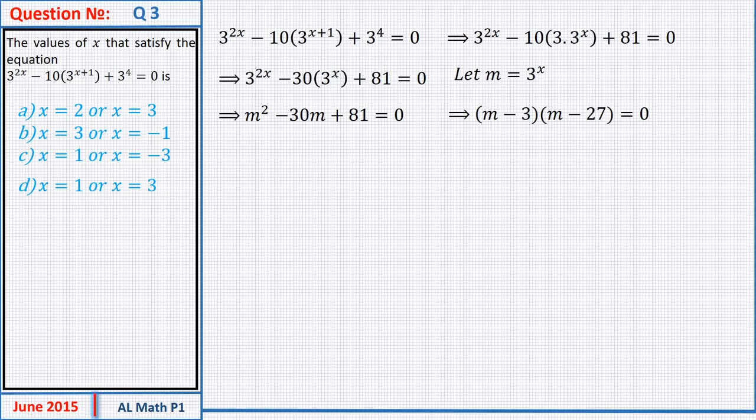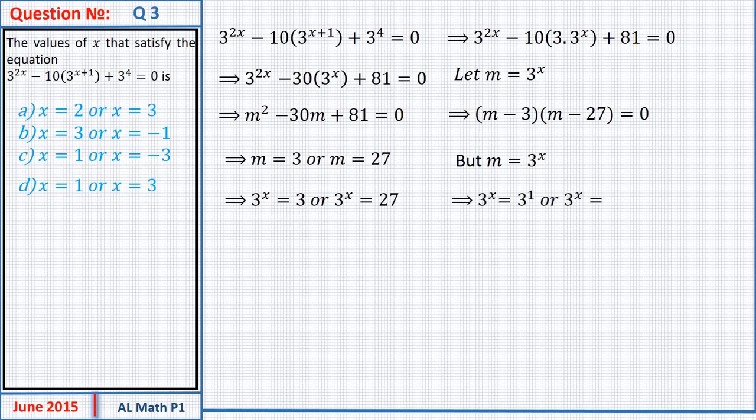So I'll write it in the form (n minus 3)(n minus 27). Making n the subject, we have n equal to 3 or n equal to 27. But we know that n is equal to 3 raised to the power x. So this implies 3 raised to the power x is equal to 3, or 3 raised to the power x is equal to 27.